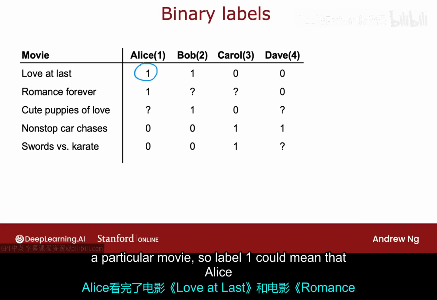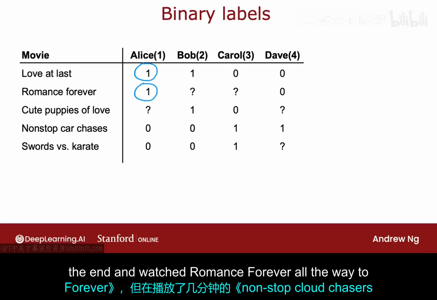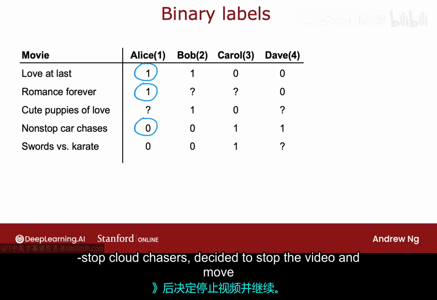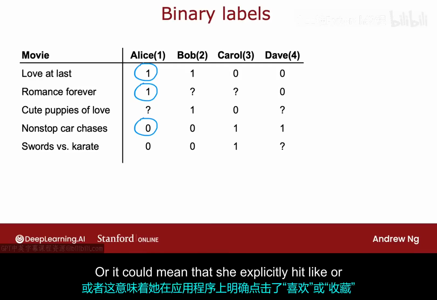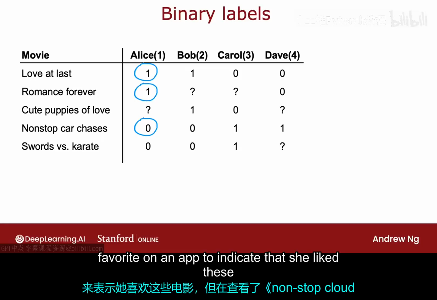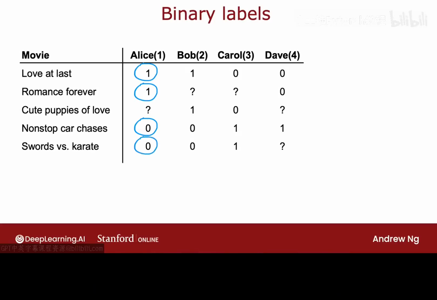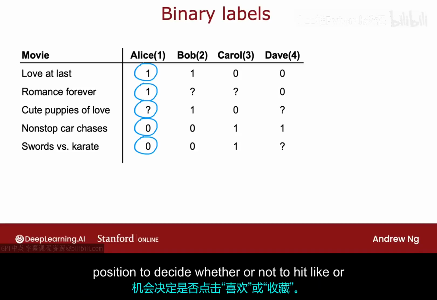So label 1 could mean that Alice watched the movie Love at Last all the way to the end and watched Romance Forever all the way to the end. But after playing a few minutes of non-stop car chases, decided to stop the video and move on. Or it could mean that she explicitly hit like or favorite on an app to indicate that she liked these movies. But after checking out non-stop car chases and Swords vs. Karate, did not hit like. And a question mark usually means the user has not yet seen the item, and so they weren't in a position to decide whether or not to hit like or favorite on that particular item.